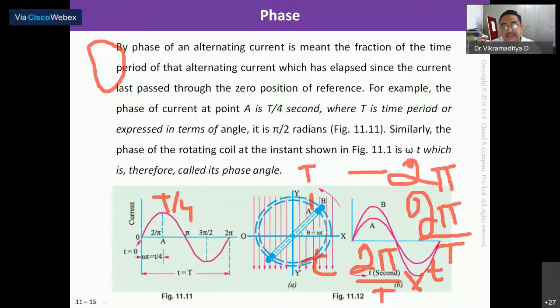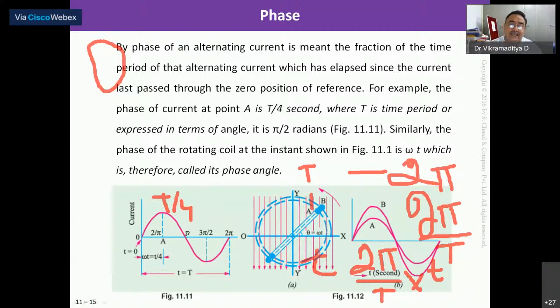Suppose I say the phase of a given alternating quantity is pi radians. What does this mean? Pi corresponds to this. How much is this? T by 2. You can verify. Place T by 2 here. T will cancel, 2 will cancel, and you are left with pi. So pi corresponds to this. In angle terms, pi radian is equal to 180 degrees, as you know from mathematics.